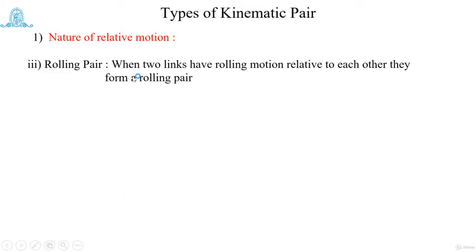Third one is a rolling pair. According to the nature of relative motion, when two links have a rolling motion relative to each other, they are forming a rolling pair.